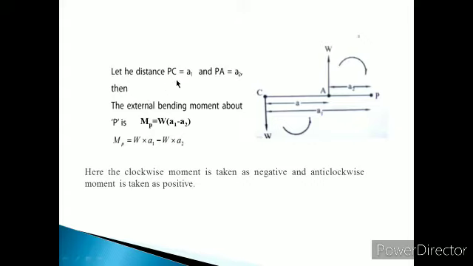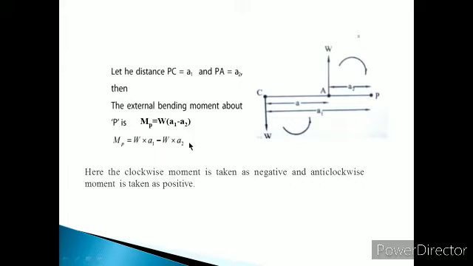Let the distance PC be equal to A1. P is here, C is here, the distance between is A1, and PA is equal to A2. Then the external bending moment about P is MP equals W into A1 minus A2, that is force into perpendicular distance. Therefore, MP is equal to W into A1 minus A2.